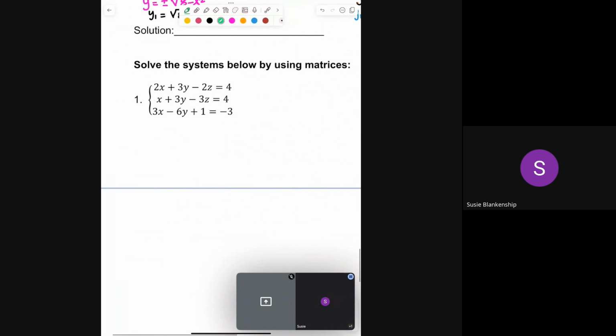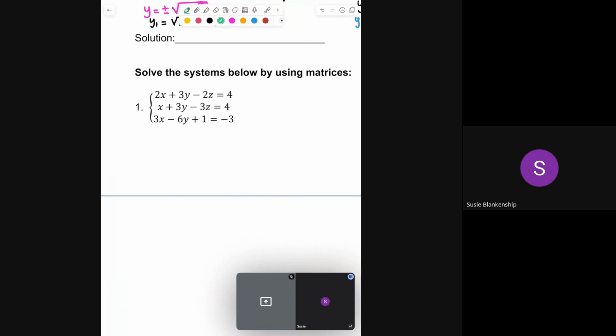Okay, so just want to make sure that when you want to put this in a matrix, what it looks like, just remember this is how we draw matrices. It has these big brackets, and so it would be 2, 3, -2, 4. So I just took that from here. The next row, these coefficients here, that's a 1, 3, -3, 4. And then my last row, 3, -6, +1, -3. Again, rows by columns, this is a 3 by 4.